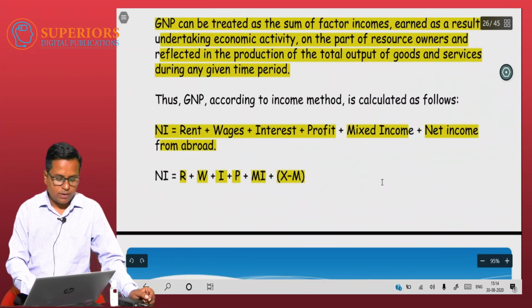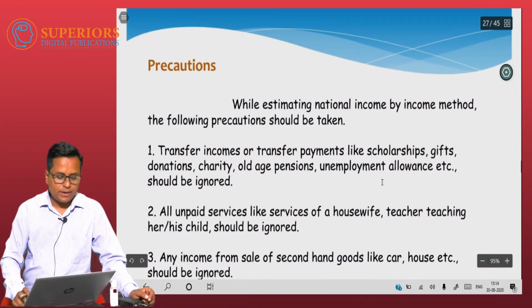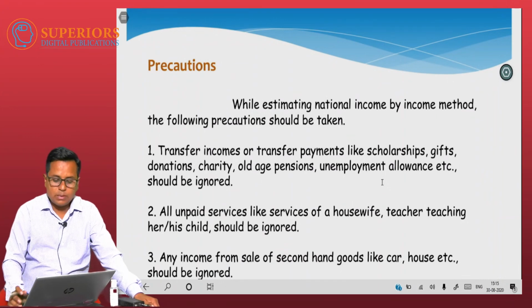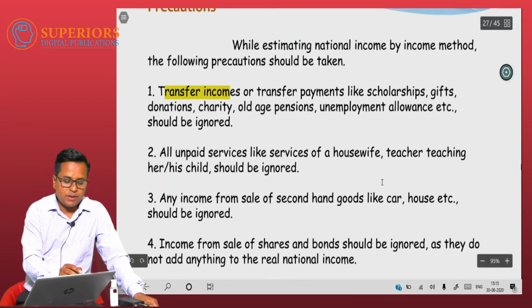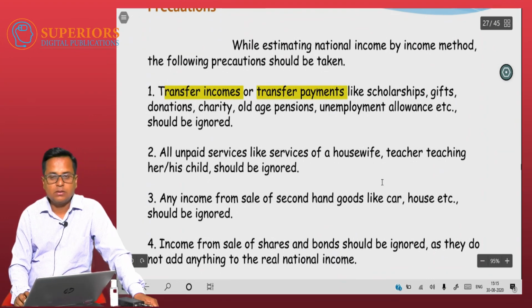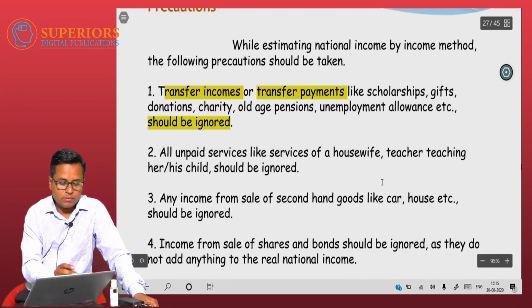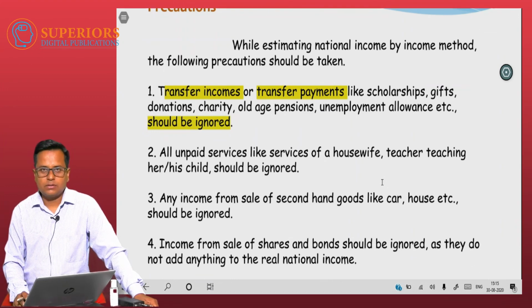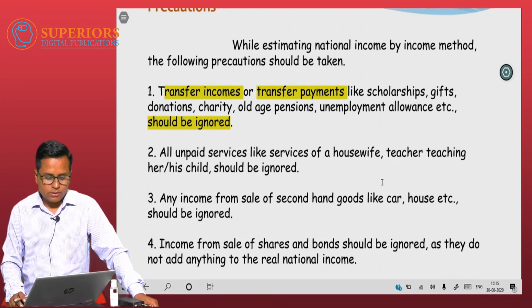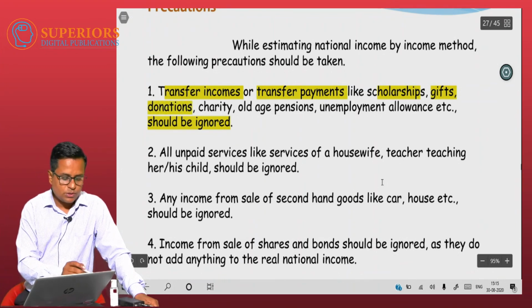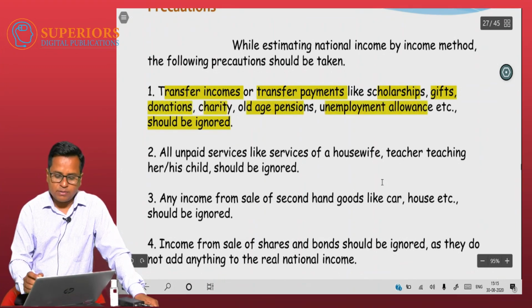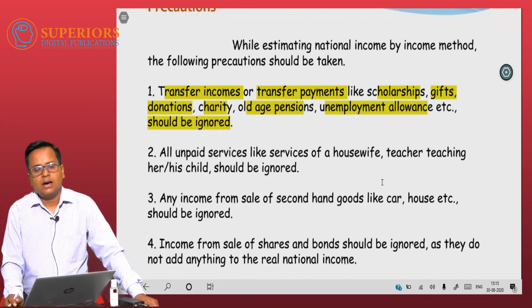Here we can see the formula. Now, we are going to see the precautions which we will have to take while estimating national income by income method. Transfer incomes or transfer payments should be ignored. They are not added to the national income. As I told you, scholarships, gifts, donations, charity, old age pension, unemployment allowances, these are the transfer incomes.